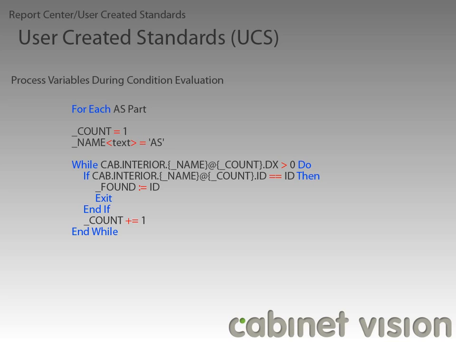Now, you should have noticed that when I got to the adjustable shelf part of that equation, we saw our _name variable. And when we got to the specified order part, we saw our _count variable. What CabinetVision does, starting with version 8, is take any variable that is surrounded in curly brackets, like the variables in the path, and process them to see what the intended value should be before using the path.